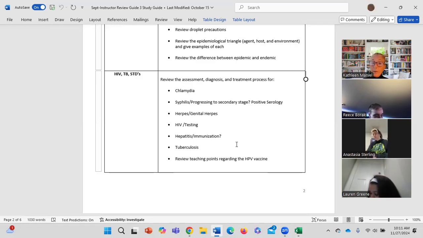Hepatitis immunizations, TB, how to care for a TB patient, teaching points with regards to the HPV vaccine. That's all in your readings. We went through that in class, so hopefully you took notes and can fill in these little bullets. If you can't, you need to go back to your lecture, reading, and notes. But these are all going to be asked about. All these infectious communicable diseases are going to be asked about on the next exam. You don't need to know every single thing about every one of these, but how would you do an assessment? How is it diagnosed and how is it treated?